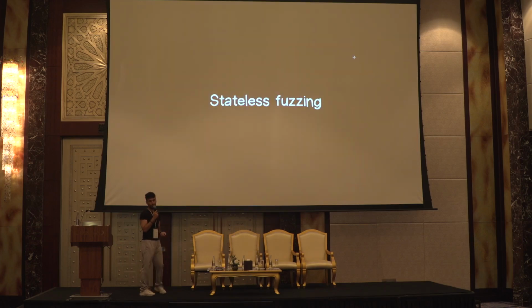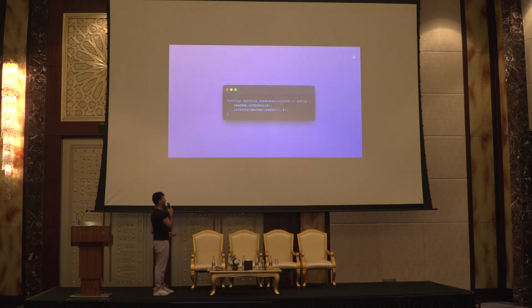Then we have something called stateless fuzzing, also called just fuzzing in a more general way. Fuzz tests are a bit more advanced, a bit more complex, because they will also start with some inputs, but in that case, they are not expecting inputs from you. They are just going to use random values. So what's happening is that here we want to test our other function called setNumber.